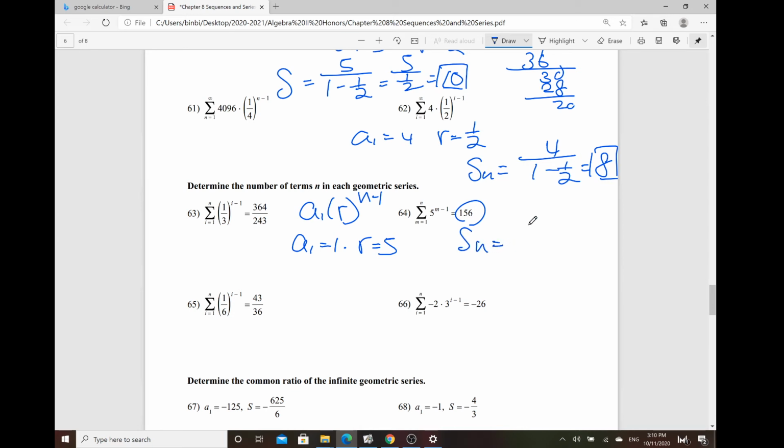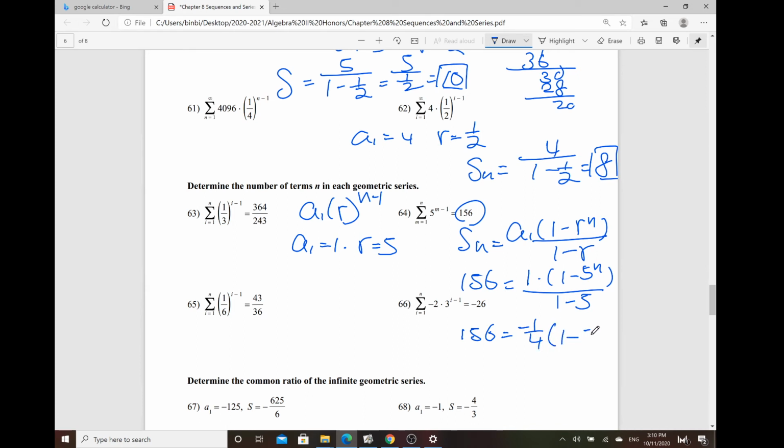So S sub n equals a sub 1 times 1 minus r to the power of n over 1 minus r. So 156 is S sub n, and a sub 1 we know is 1 because that's just the leading coefficient. Then 1 minus the common ratio, 5 to the power of n, over 1 minus 5. So 1 minus 5, that's negative 4. So 156 equals negative 1/4 times 1 minus 5 to the power of n. Multiply by negative 4 on both sides.